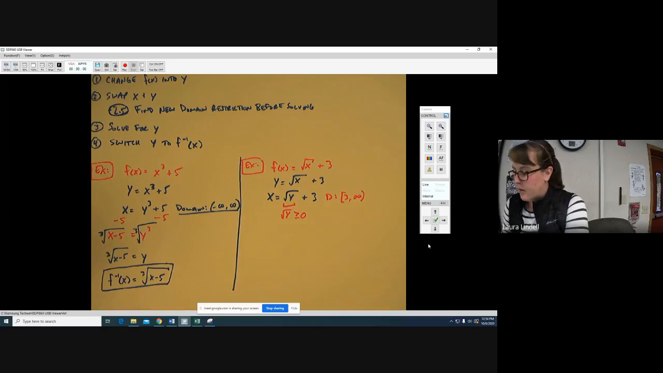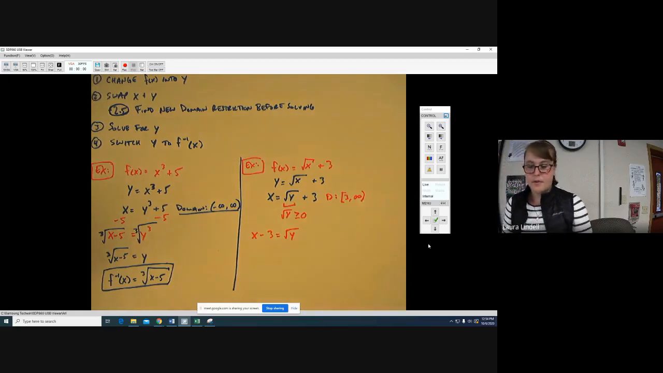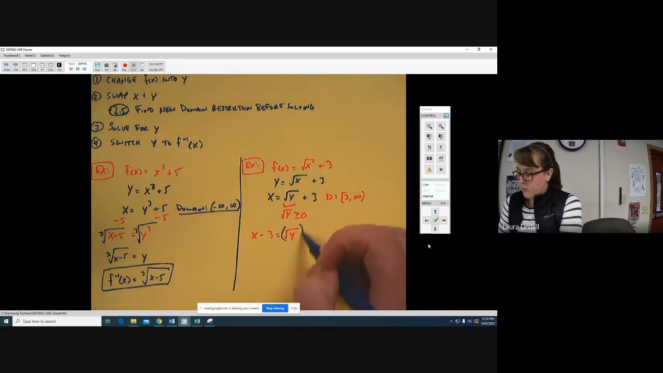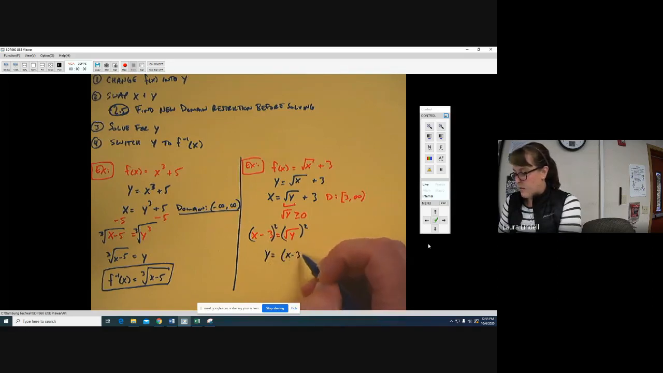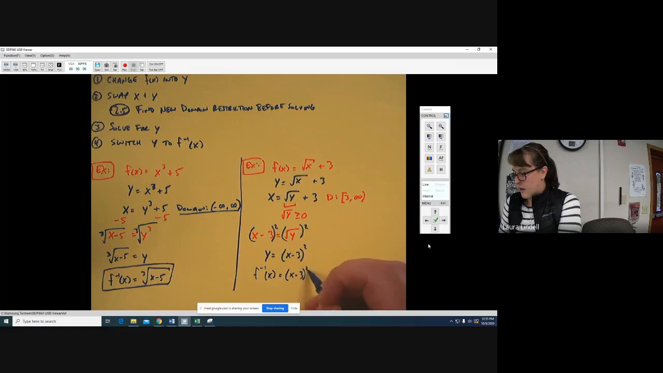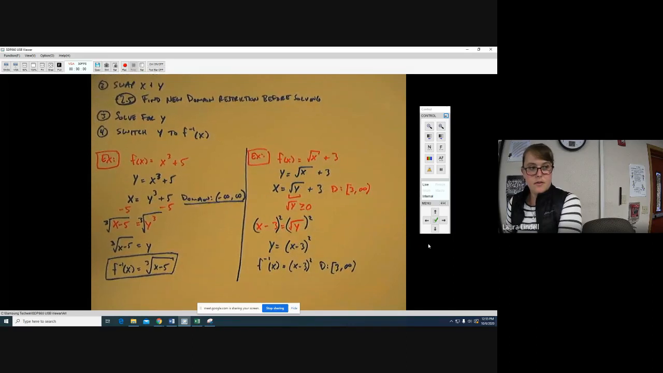So solving, we would subtract 3 from both sides and get x minus 3 equals the square root of y. And then to undo the square root, we can square both sides. So we get y equals x minus 3 squared, which means our f inverse of x is x minus 3 squared on the domain 3 to infinity. Okay.